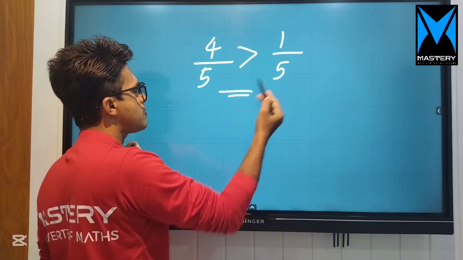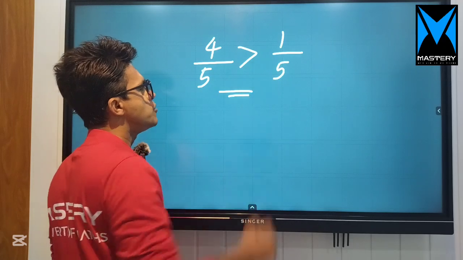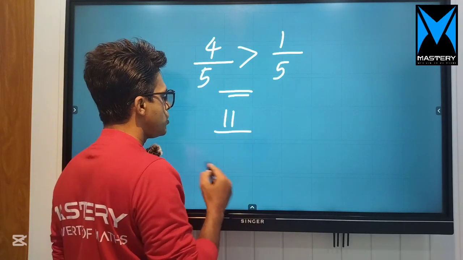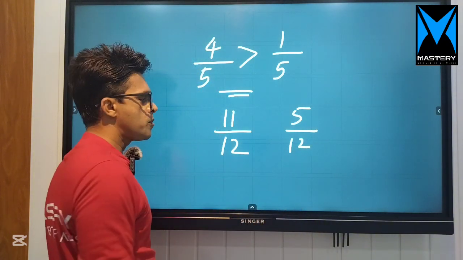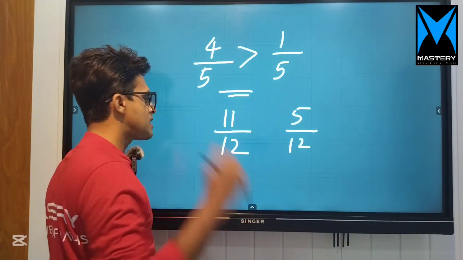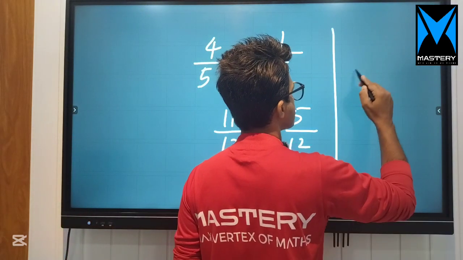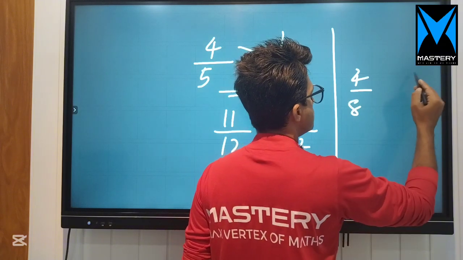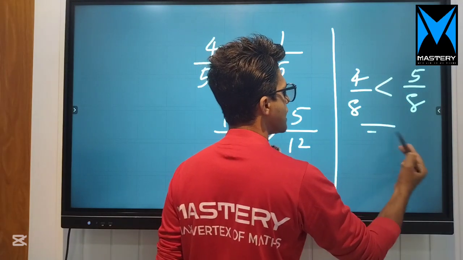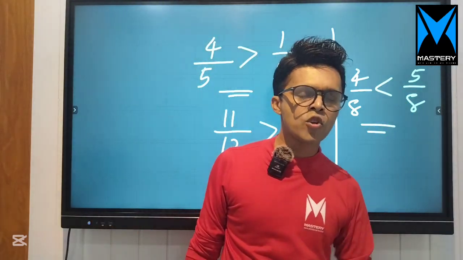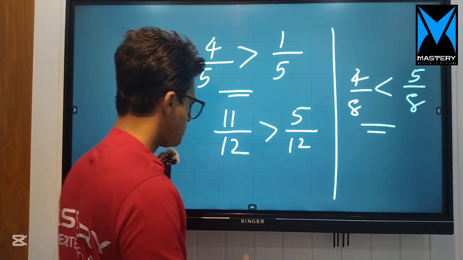Then the denominator values are equal. So right at this moment, what you need to do is consider the numerator values. So 11 over 12, 5 over 12. The denominators are equal. So what is the greater fraction here? 11 over 12. Now this one, 4 over 8, 5 over 8. What is the greater fraction here? 5 over 8. So when the denominators are equal, you need to consider the numerator values.